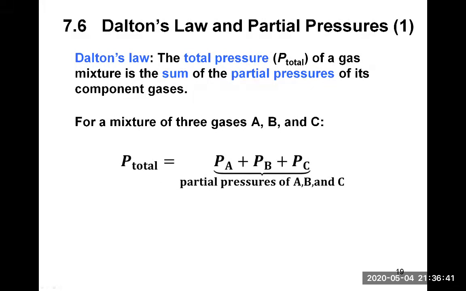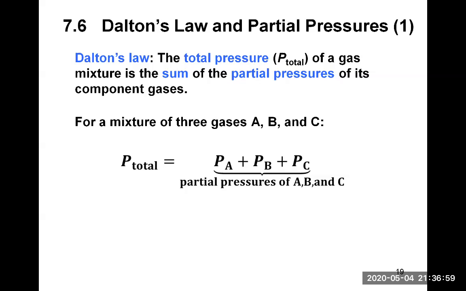To find the total pressure of the mixture, you will take the partial pressure of A plus the partial pressure of B plus the partial pressure of C. As many times as you have gases, you will add those partial pressures to obtain the total pressure.